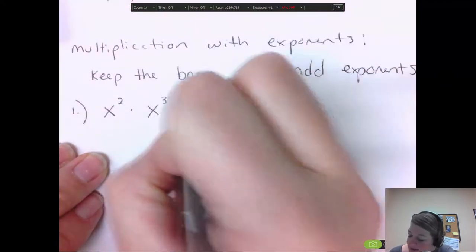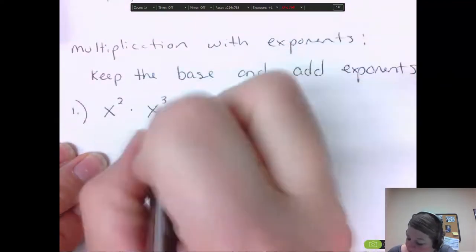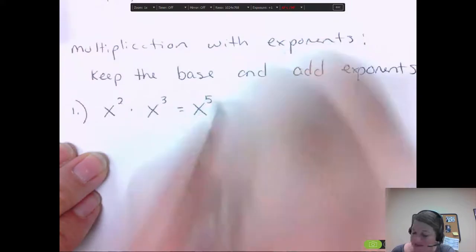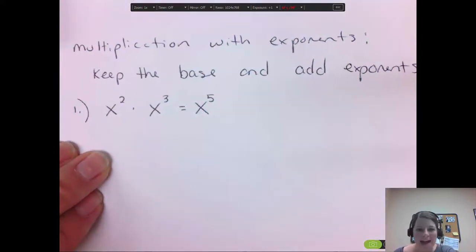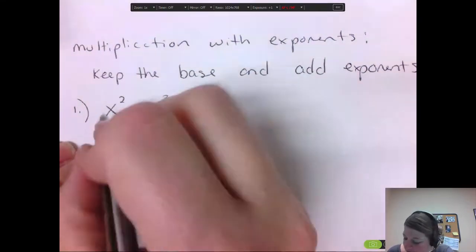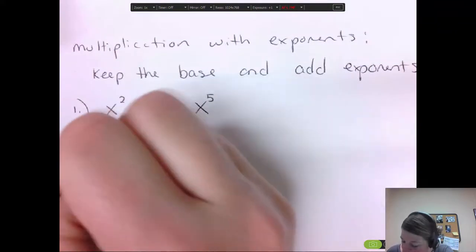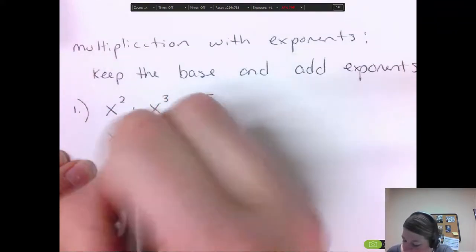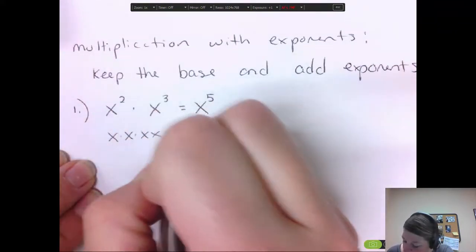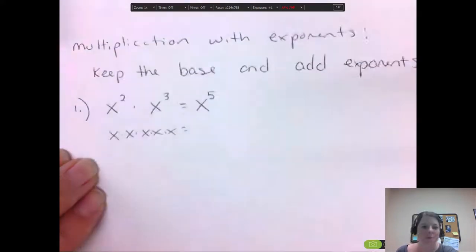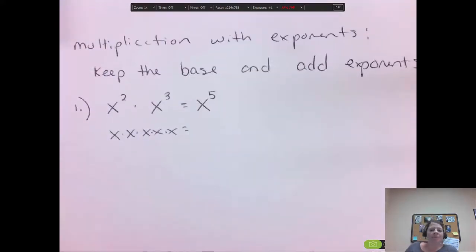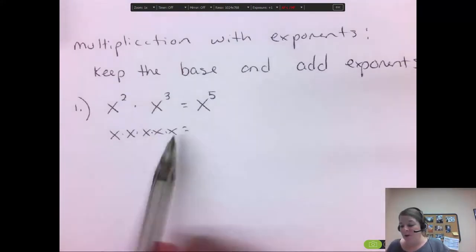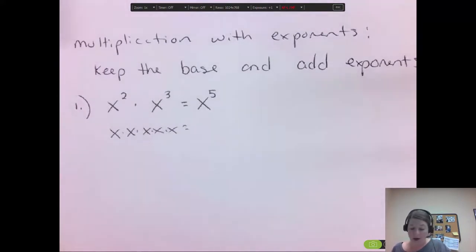So let's look at this. We'll keep the base and add the exponents, so it becomes x to the fifth. Why am I adding the exponents? We like this shortcut because otherwise the idea is like thinking I have 2 of these times 3 of these. How many total do I have? When the numbers get really big, we don't want to have to think, okay, I had 2, I have 3, so if I combine them all, I'm going to have 5. But that's the logic of it.